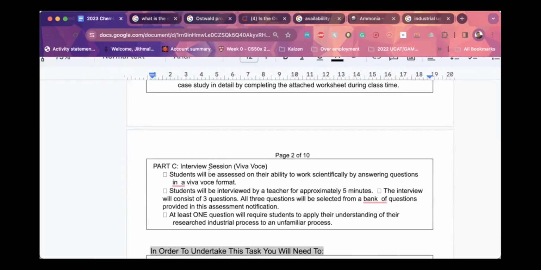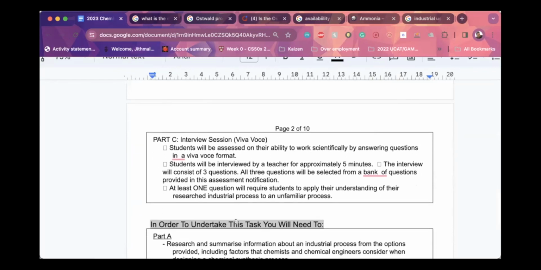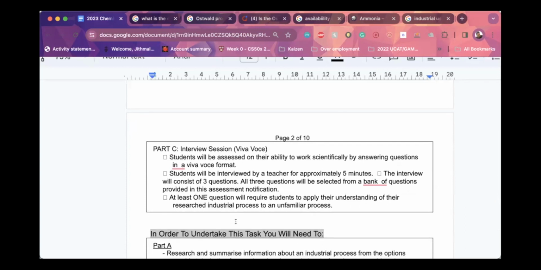Part C is the interview session, viva voce. There's going to be several minutes where you have to answer interview-style questions.